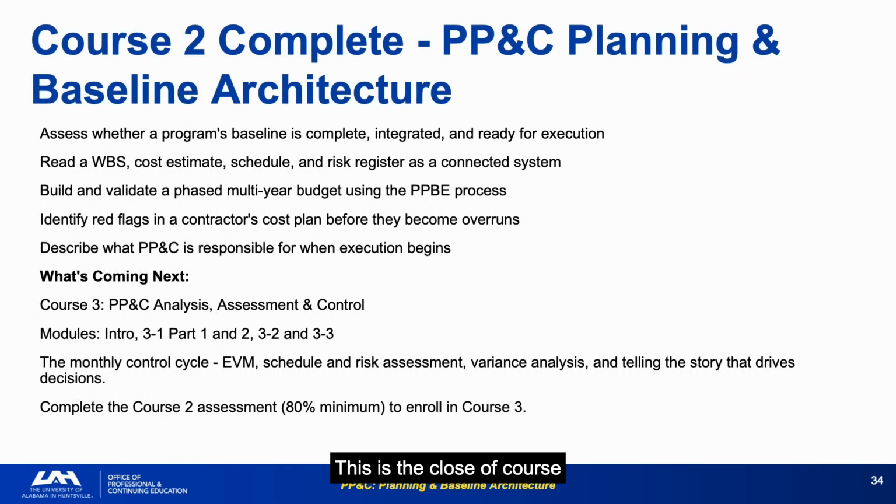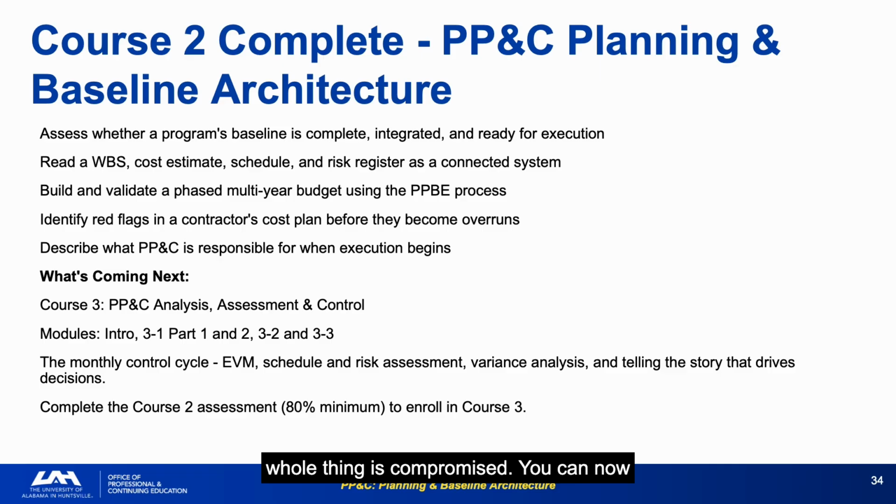This is the close of Course 2. You've now covered the full planning architecture from lifecycle gates through WBS, cost estimating, scheduling, EVM setup, IBR, risk, budget formulation, and execution mechanics. The disciplines in this course do not exist independently. The WBS feeds the schedule. The schedule feeds the cost estimate. The cost estimate feeds the JCL, and the JCL determines whether the program earns the right to cut metal. If any link in that chain is weak, the whole thing is compromised.